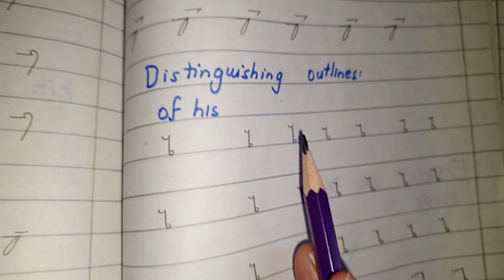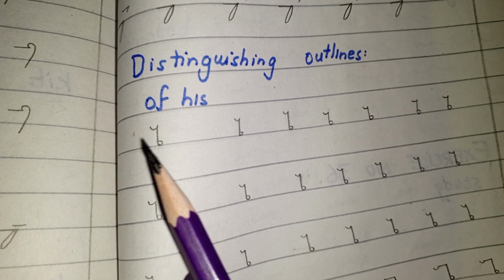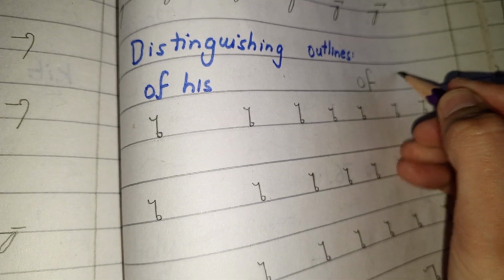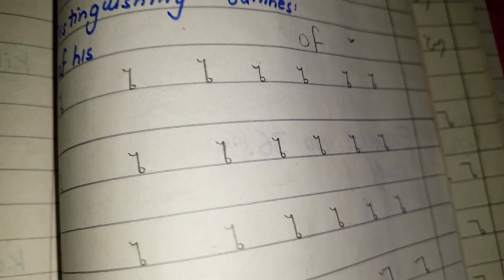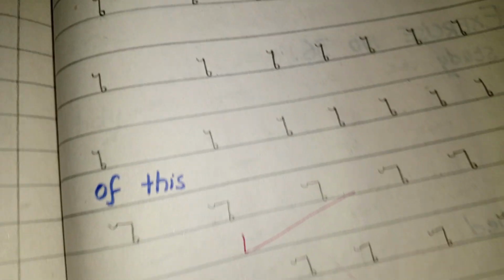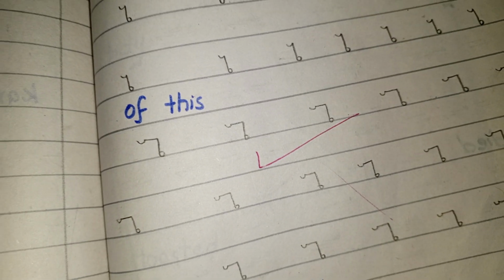Next, the distinguished outlines of his. In my previous lectures I told you that of is above the line. For the single word of, we use just the outline of O above the line. Of his outlines: O, H and S. The next word is of this: O, T, H, S.